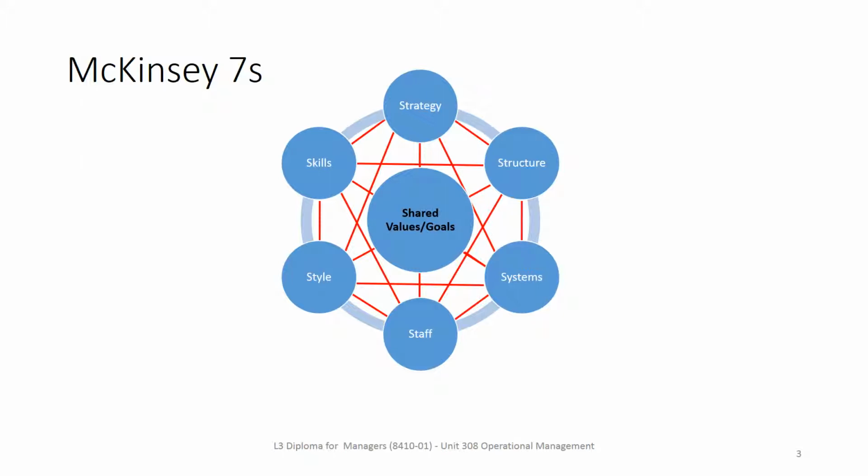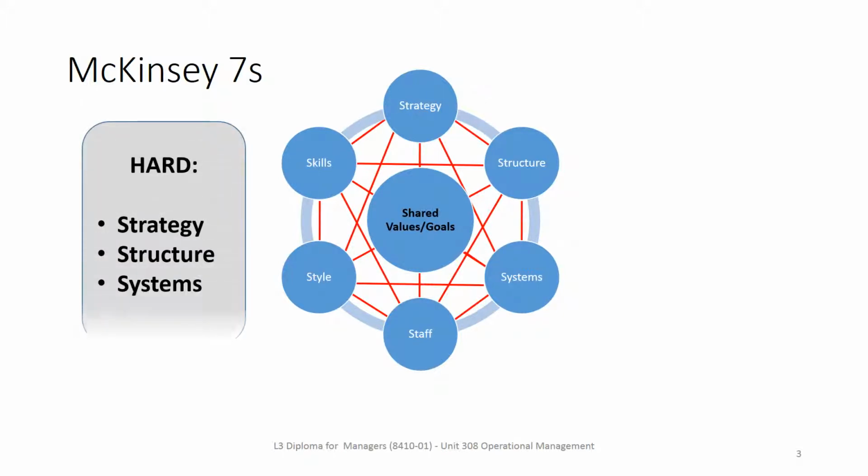The McKinsey model then went on to say that of those 7 elements, some are hard. And what it meant by hard was that they're easy to define and identify. They're specific, like direct things, and they can be influenced. So that was the strategy, the structure, and the systems, and processes, procedures, written things.